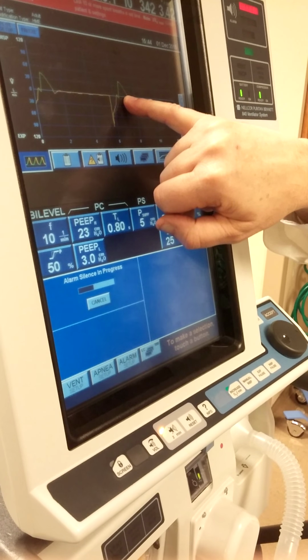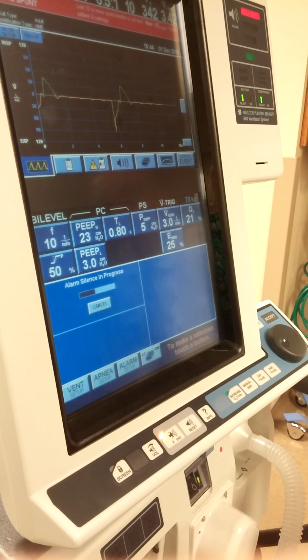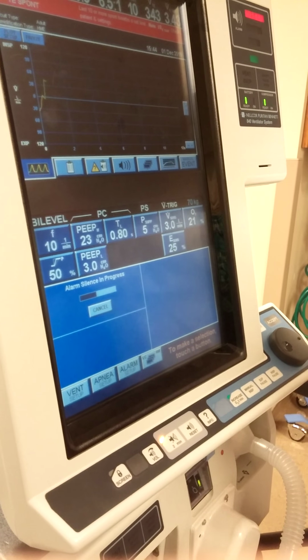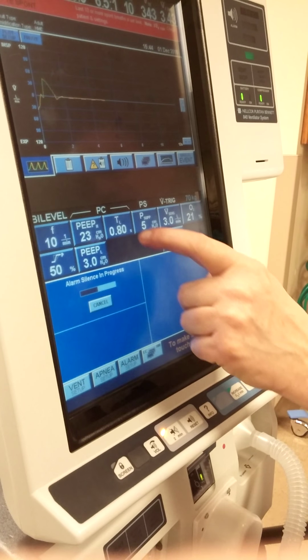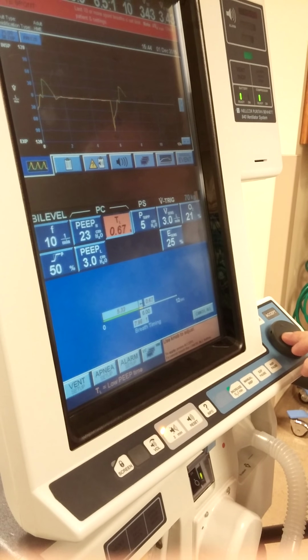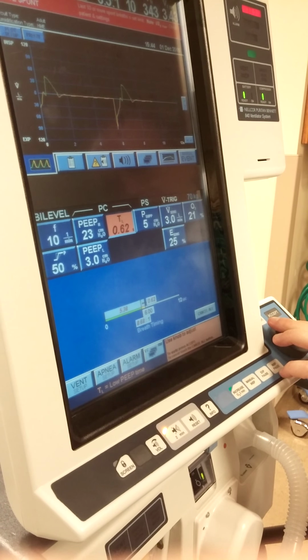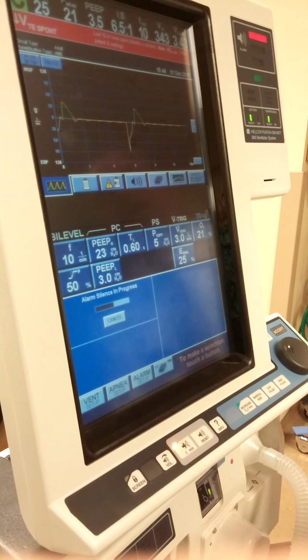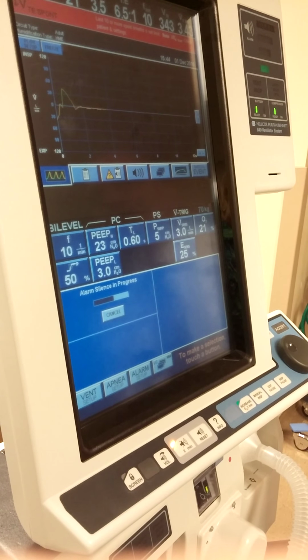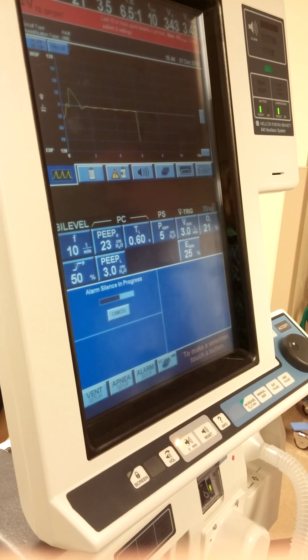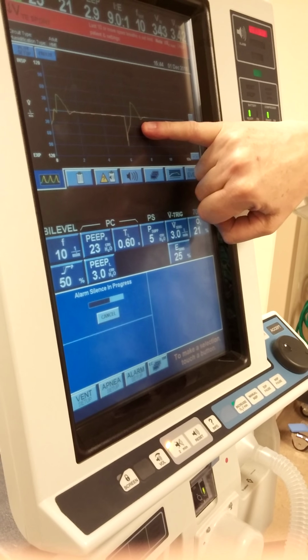You don't want that coming back to zero before the start of the next breath. You don't want it coming back to zero? No. You want auto peep. So this is actually a little bit too long. Let's make it a little bit shorter. Let's see what we're looking at here. So there's not a full exhalation. Correct. You want auto peep. Do you see the auto peep?